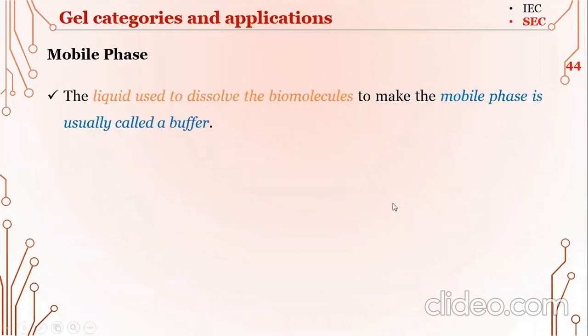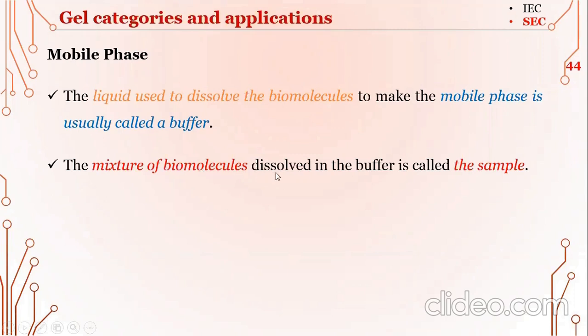And next is regarding the mobile phase. So in the mobile phase, the liquid used to dissolve the biomolecule is usually a buffer. So the liquid we use in the mobile phase, we will call that liquid a buffer. The mobile phase has two things. One is our sample and the other is the solvent, and the solvent is usually known as buffer. So in that buffer, we will dissolve our biomolecules, our sample. And the mixture of biomolecule dissolved in the buffer is called the sample.